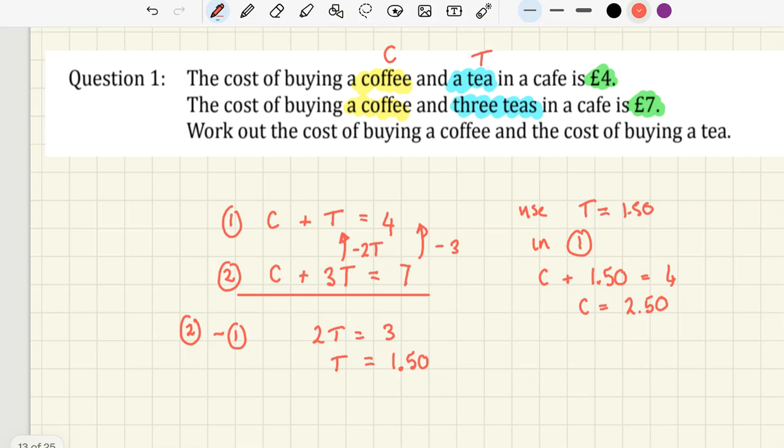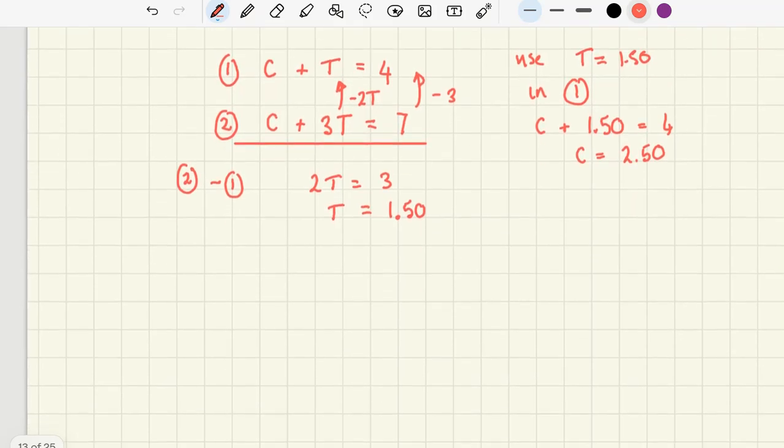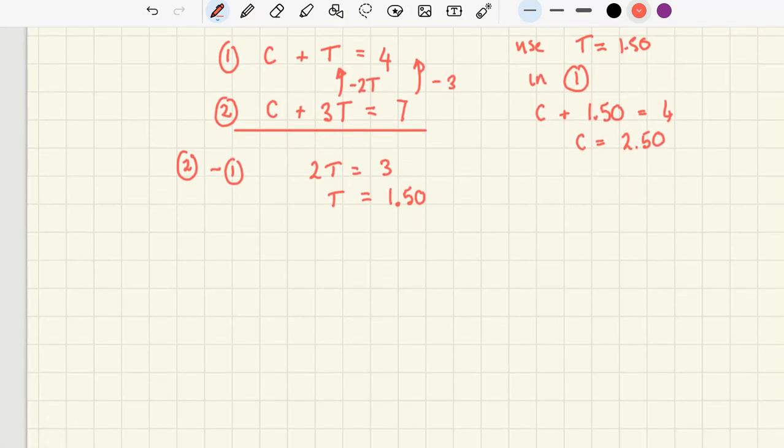Did you figure out where you went wrong with yours? Yeah, because sir, you know how there are different ways to do the simultaneous equations. Instead of leaving it as C plus T equals 4 and C plus 3T equals 7, I decided to try and get the T's the same, so I times the top one by 3 to make it 3T, but I did the wrong thing. Well, let's just try that.